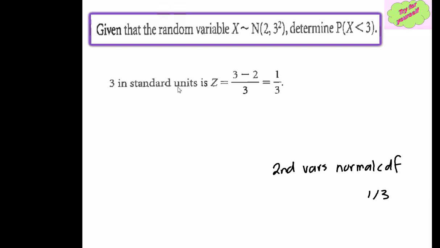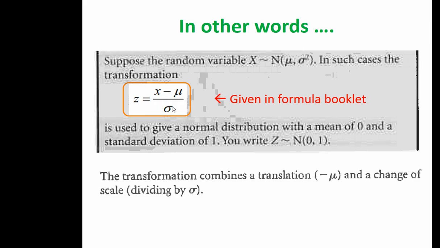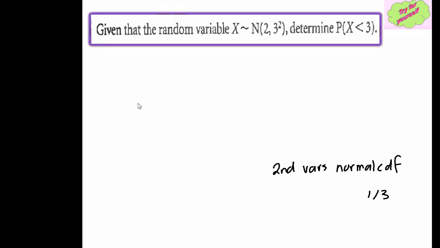So 3 in standard units is, z equals the x value, because remember we're using this formula back here, x minus mu over sigma. We're transforming the z value first before putting it into the calculator. So I've got to transform it into the standard normal curve first. So z equals the x value minus mu, the mean, divided by sigma, the standard deviation, which is 3. 3 minus 2 is 1, over 3.